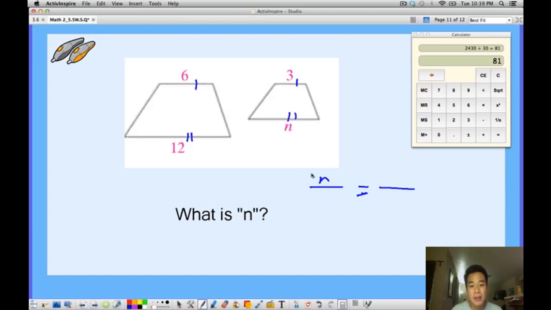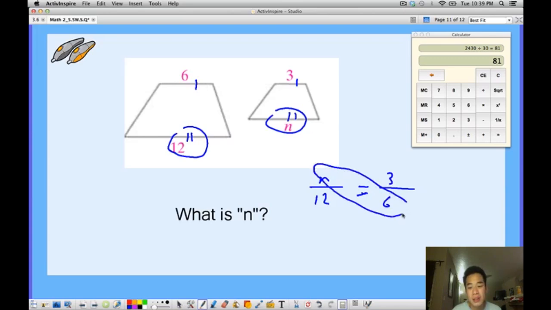N is the base. That's 2 tick marks, so I need to go over here and match it up with this one. These 2 match up. So n over 12. I know that 3 and the 6 match up, but sometimes you get confused about where the 3 and the 6 goes. Remember that the numerators are from the same shape. Denominator from the same shape. So n, the 3 has to go right here. 6. Now, cross multiply and divide to solve for n.